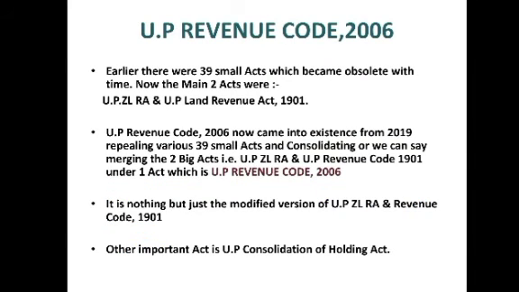Now the UP Revenue Code 2006. Earlier there were 39 small acts which became obsolete with time. Now the main two acts were the UP Zamindari Abolition and Land Reform Act and the UP Land Revenue Act. Now UP Revenue Code 2006 came into existence from 2019, repealing various 39 small acts and consolidating, or we can say merging, the two big acts under one act, that is UP Revenue Code 2006.